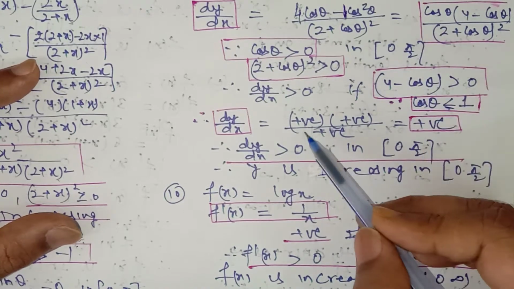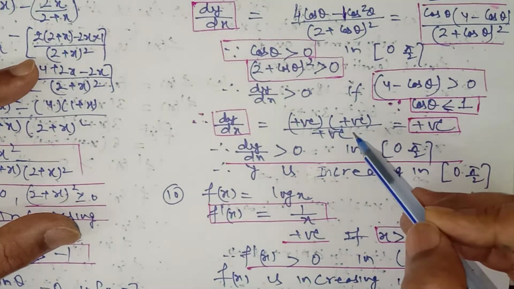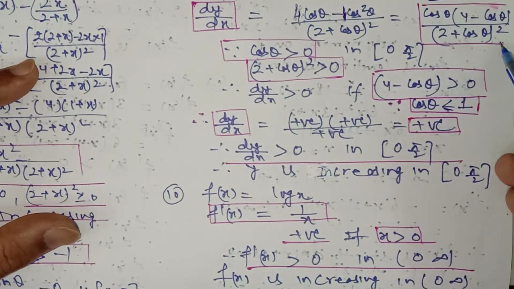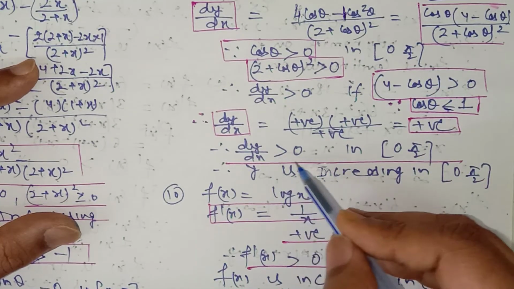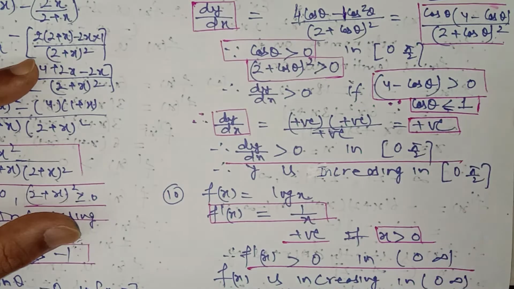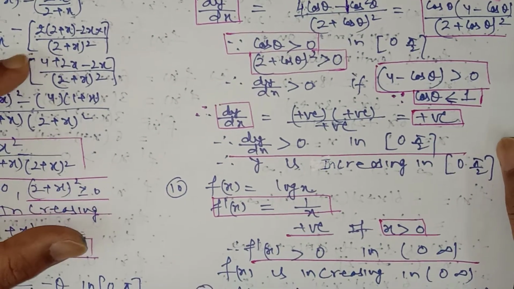Cos theta is positive in the first quadrant, 4 minus cos theta is positive, and (2 plus cos theta) whole square is also positive. The total dy/dx is positive. So dy/dx is greater than 0 in the interval 0 to pi by 2.